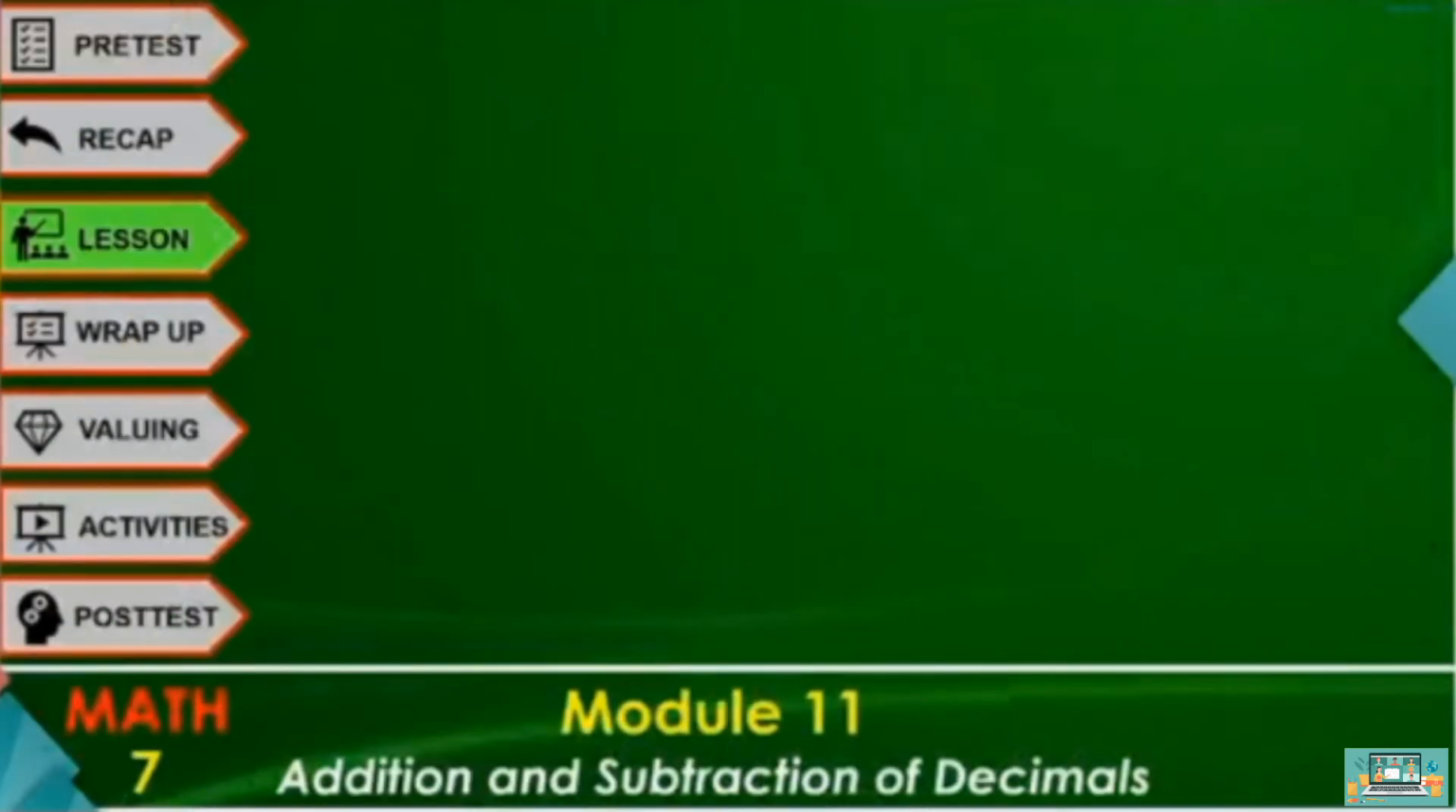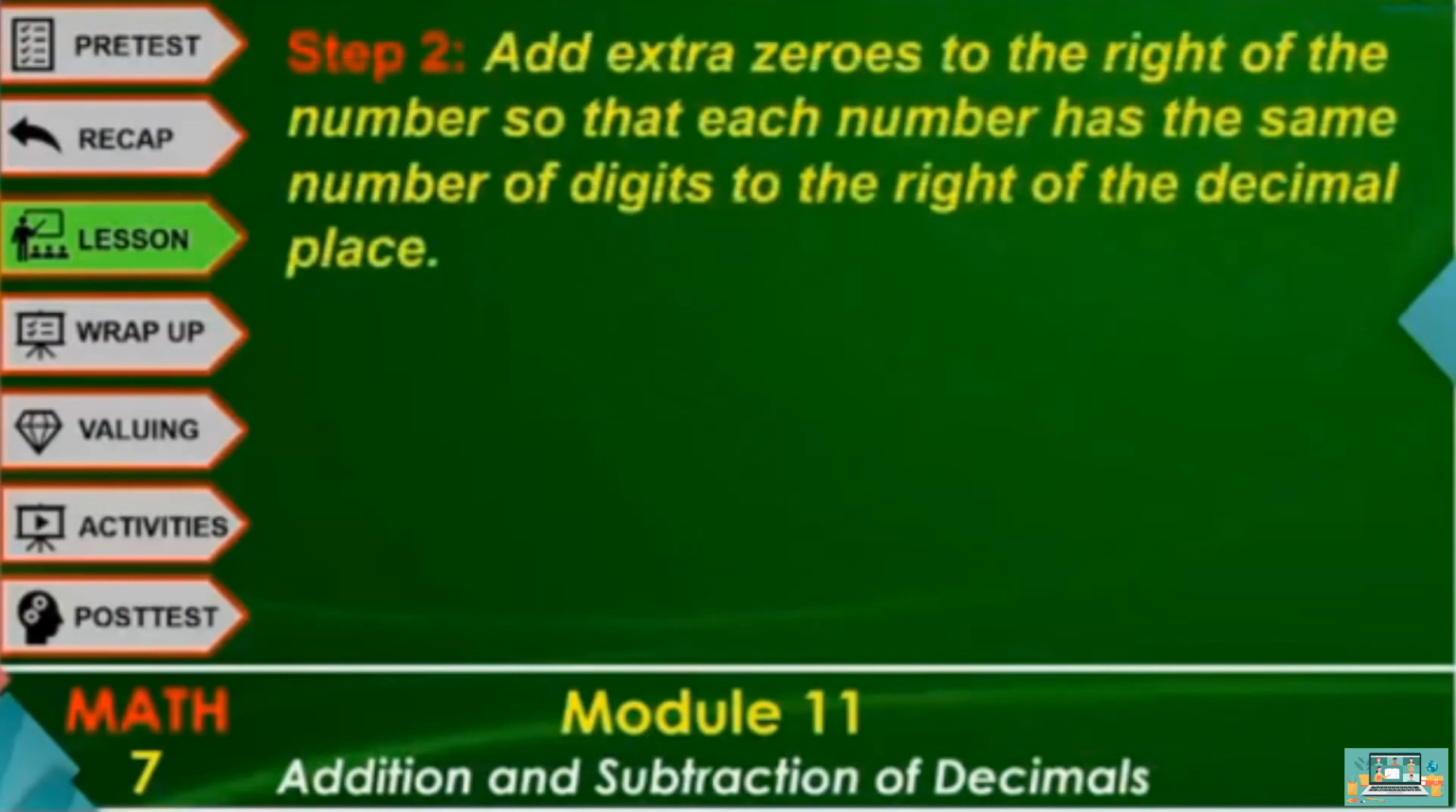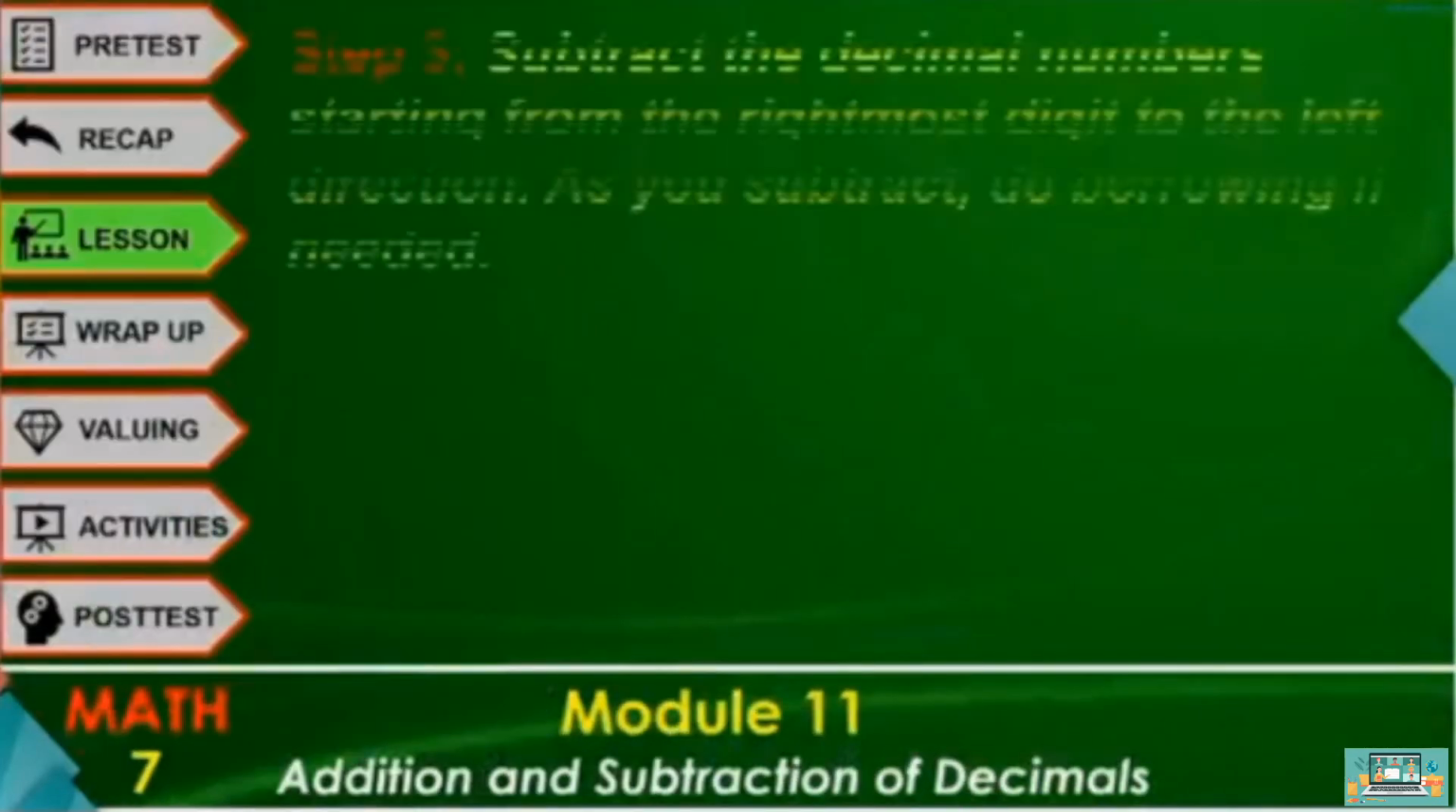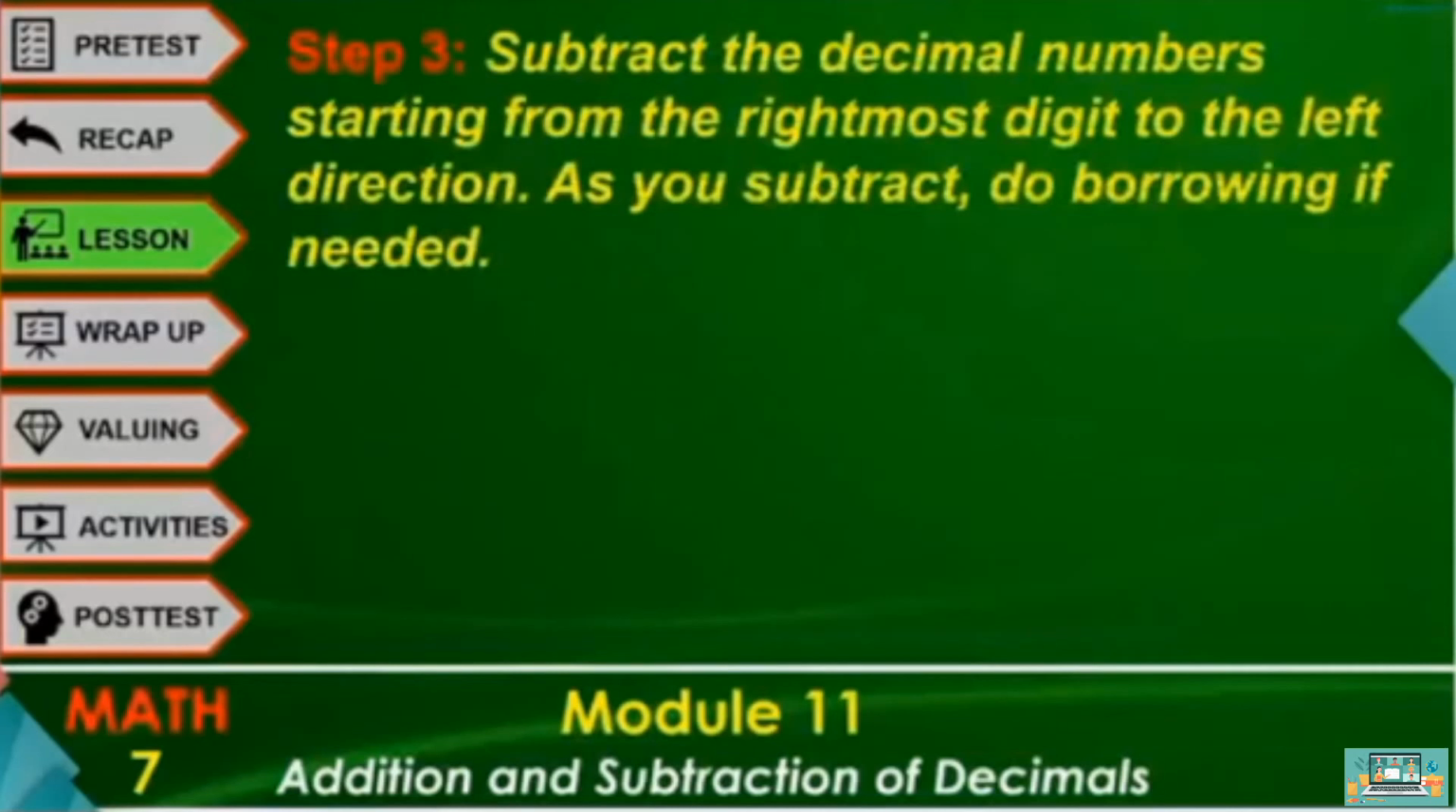Just like what we did in adding decimals, we add extra zeros to the right of the number so that each number has the same number of digits to the right of the decimal place. So we put 2 zeros here. Subtract the decimal numbers starting from the rightmost digit to the left direction. As you subtract, do borrowing if needed.